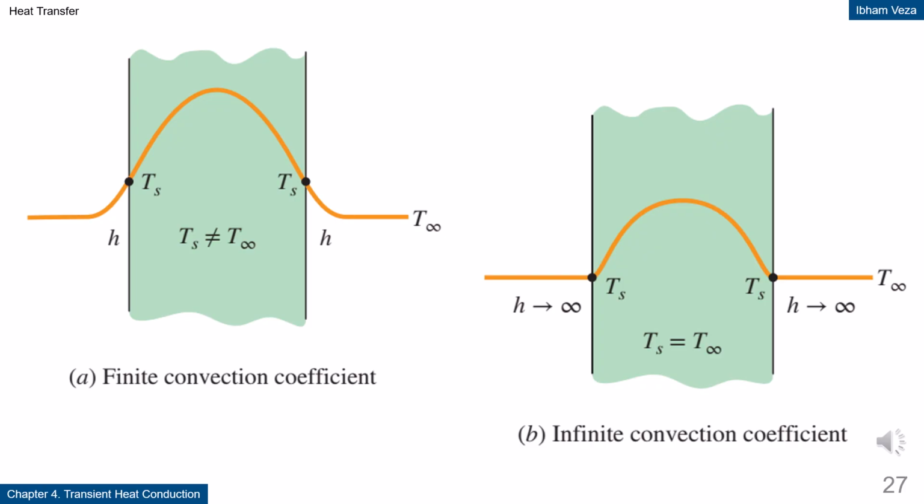Finite and infinite convection coefficient. This figure compares finite and infinite convection coefficient conditions. For a finite coefficient, the surface temperature is different from the ambient temperature. For an infinite coefficient, the surface temperature immediately equals the ambient temperature. The infinite coefficient case is an idealization of extremely intense heat transfer. This comparison helps in understanding the role of convection boundary conditions in transient conduction.